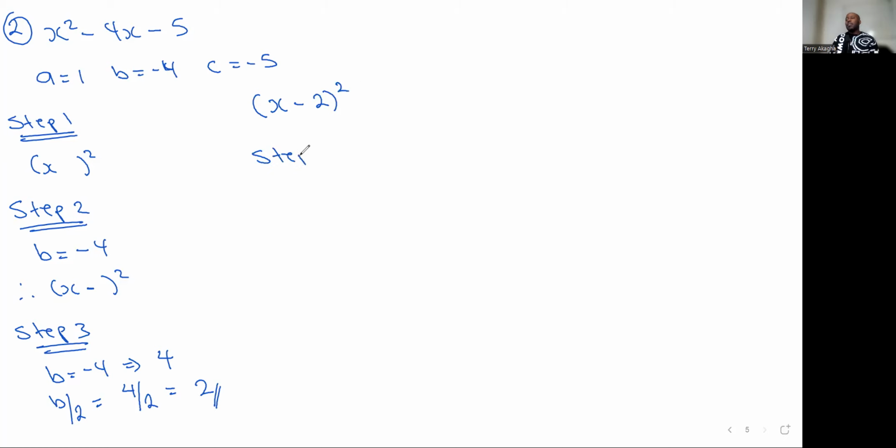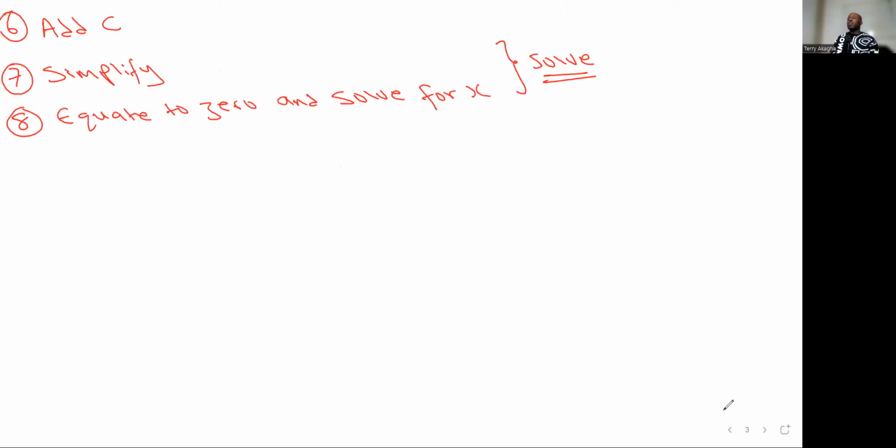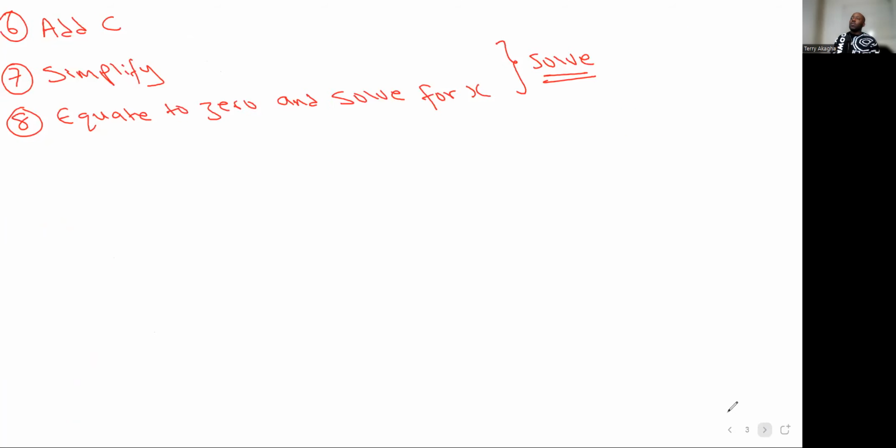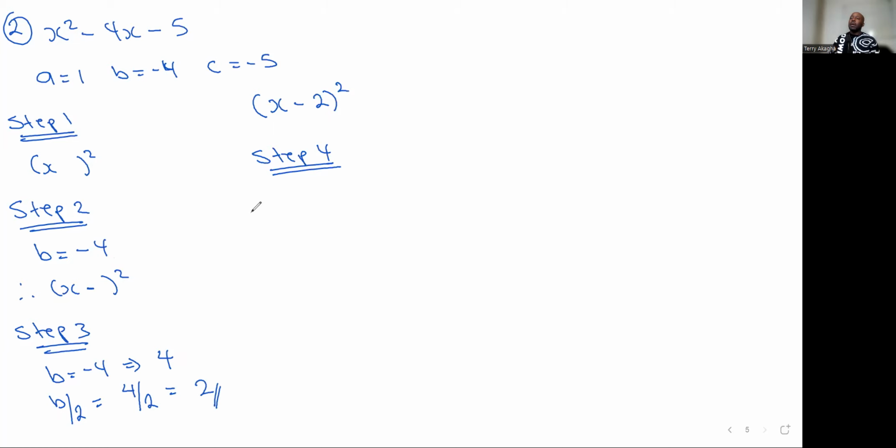Now the next part is step 4. So we've gotten up to this point. Step 4 said we should square the value of b divided by 2. So the b divided by 2 we had the value to be 2. All right. We had the value to be 2, but we're meant to square b divided by 2. So that's going to give us what? 2 squared. All right. And 2 squared is going to be equal to what? 4.